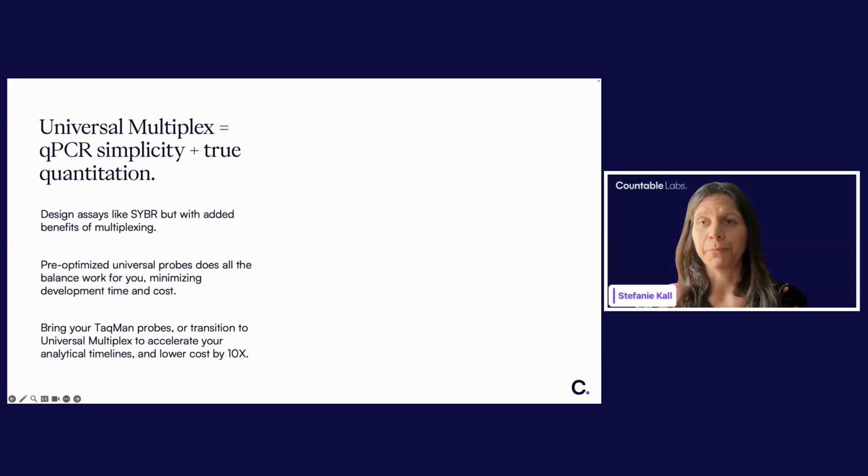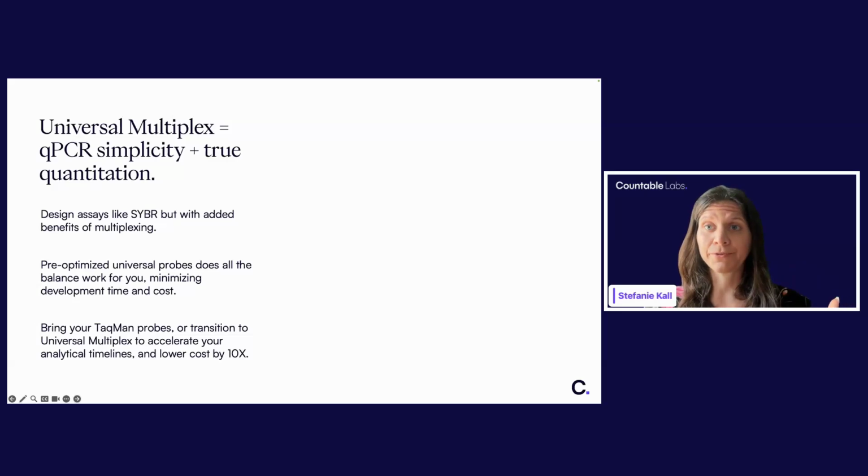So we also offer from Countable Labs the universal multiplexing. And the concept here is that we have qPCR simplicity when it comes to kind of probe additives, but you get the true quantitation that you hope for from digital PCR. It's as easy to design experiments for this as really doing like a SYBR Green experiment, but you're getting all the multiplexing benefits that allows you to compare targets more directly and create more creative experiments, basically, which I will show some examples of later.